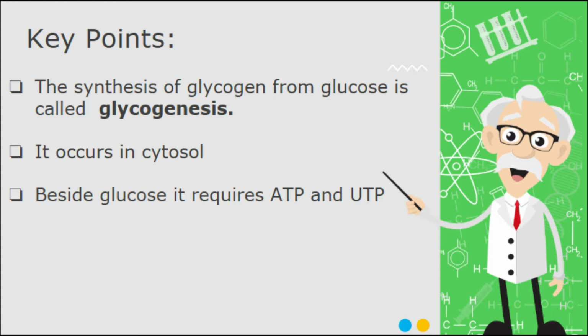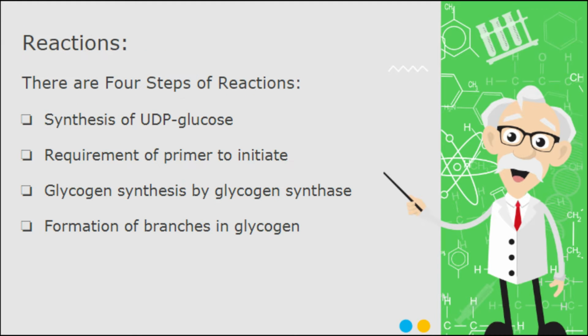It occurs in the cytosol. Besides glucose, it requires ATP and UTP. Now let's look at the reactions of glycogenesis. There are 4 steps of reactions. First is the synthesis of UDP glucose. Second is the requirement of the primer to initiate. Third is the glycogen synthesis by glycogen synthase. And the last one is the formation of branches in the glycogen.